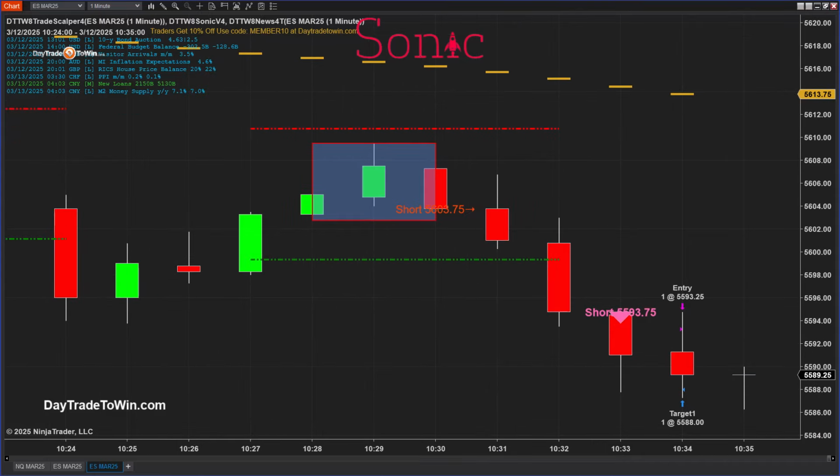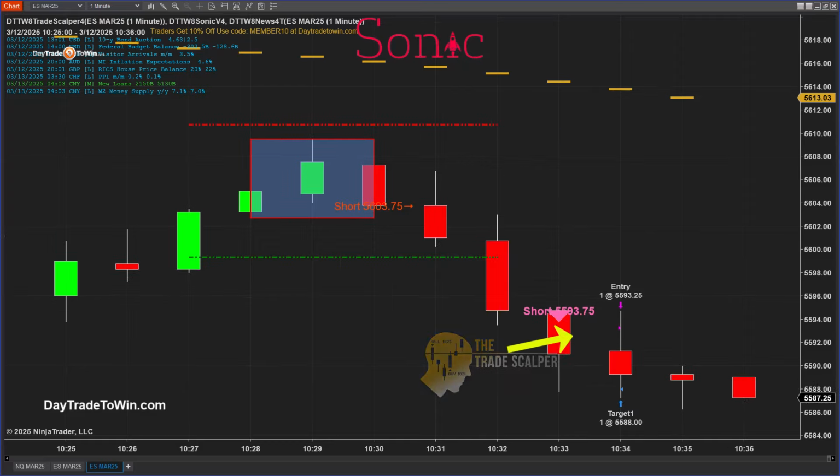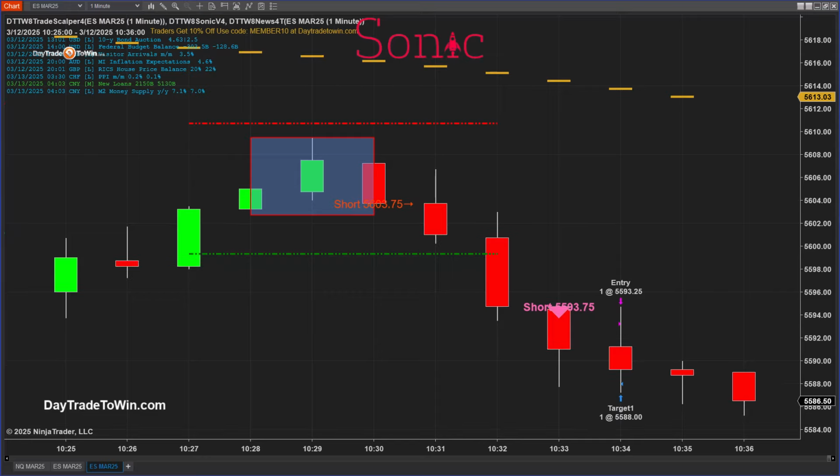I've taken one signal here, just one contract. This actually was a Trade Scalper signal, Trade Scalper to go short. And I'm waiting for the next signal. I'm not going to waste our time. I'm going to speed this up here a little bit to show you what the next signal is.